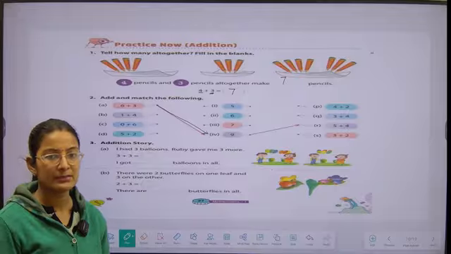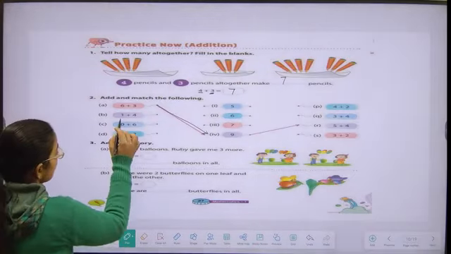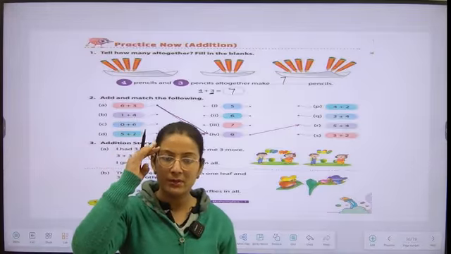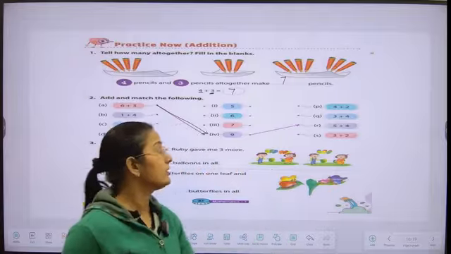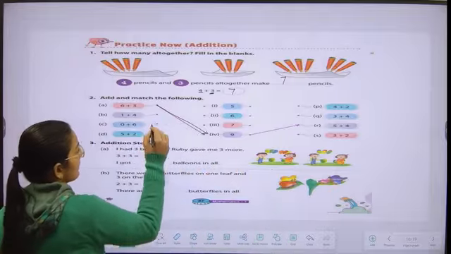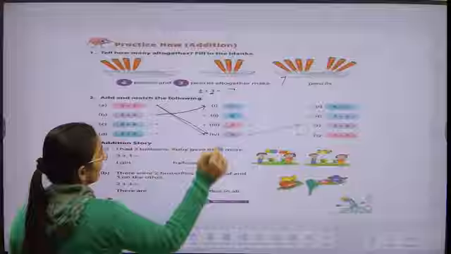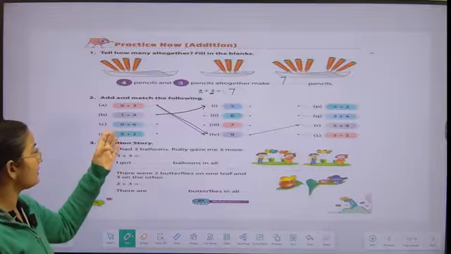Everyone did this? Now moving to the second one. This is 1 plus 4. So we have to keep 4 in our mind and 1 on our finger. 4 and 1, 5. So I'm getting a 5. Where is 5? Making a line just like this. Moving to the next one.